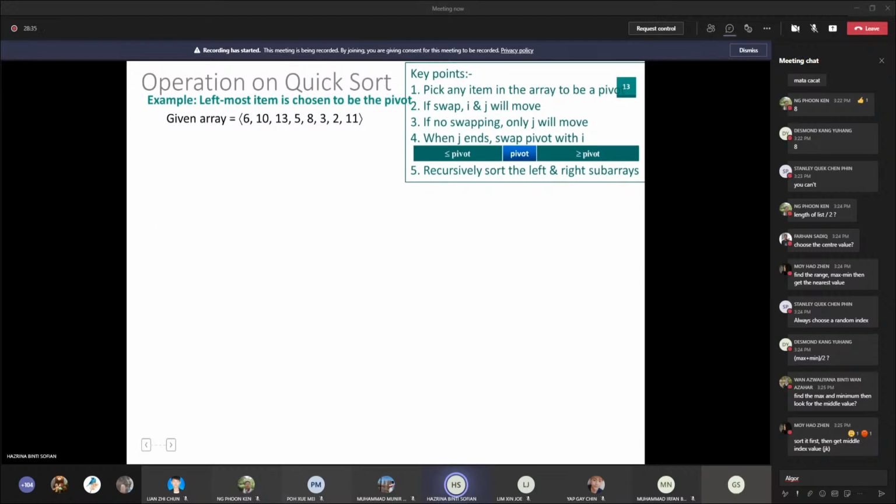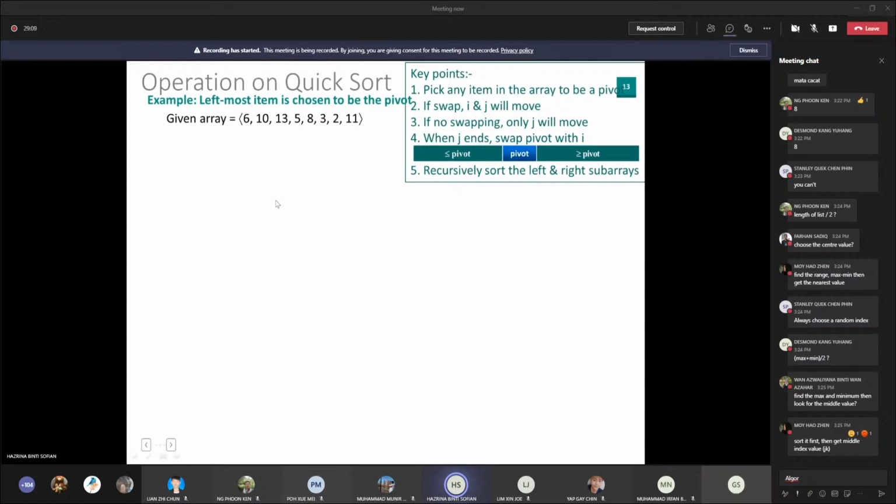Okay, so let's say for this example, I don't use randomize. I purposely want to do it the worst case, where I always pick the leftmost. If you pick the rightmost, it is also the worst case. But in this example, the leftmost item is always the one chosen to be the pivot.